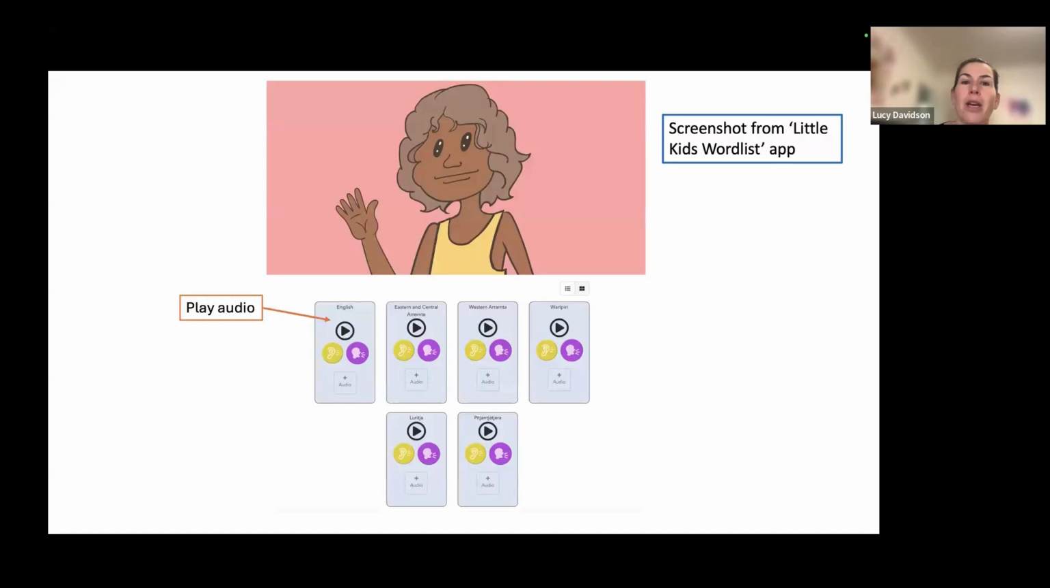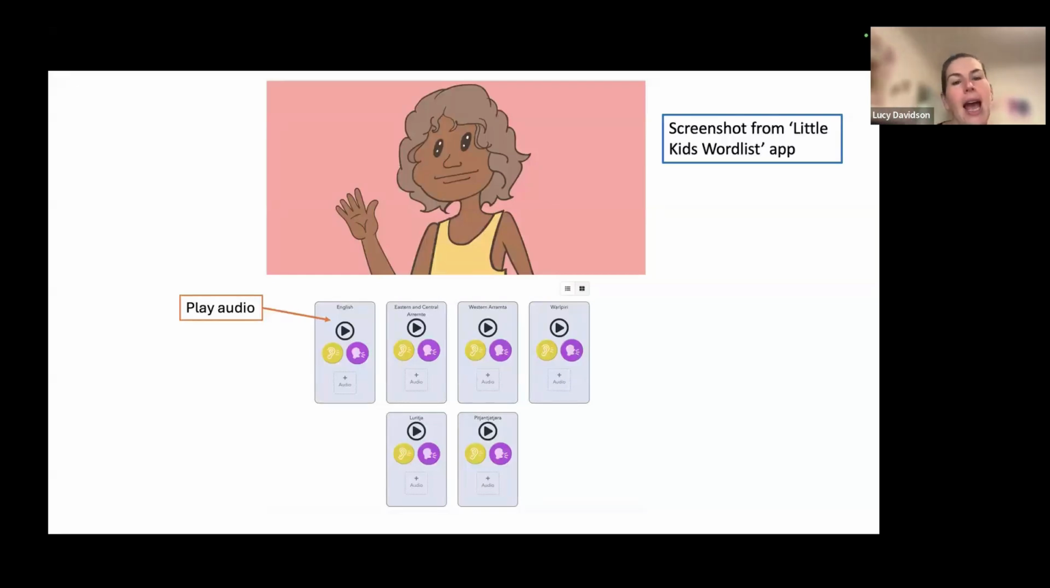So the animation is of a woman waving, and the audio, so you can see there is one, two, three, four, five, six. There we go. I can count. Six different languages. So you've got English and all the other languages that were listed on the previous slide. And you can press play and you hear the word. So the English is bye or bye bye. I think bye or bye bye.